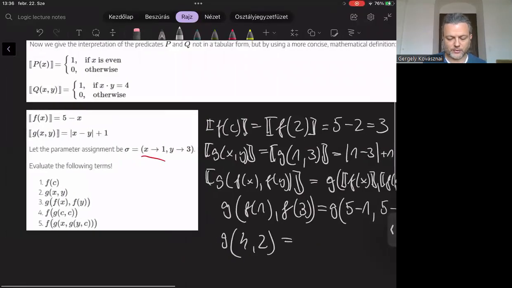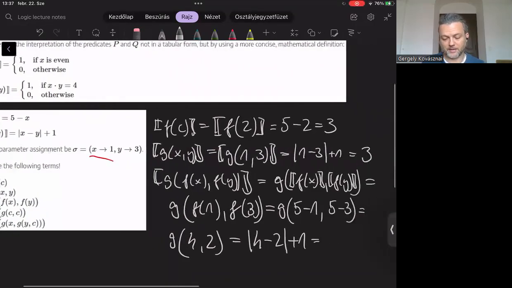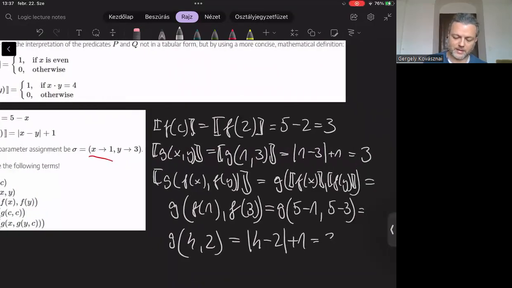Now, let's substitute those two values into the interpretation of g. We take the absolute value of 4 minus 2, and then we add 1. So again, the result is 3.